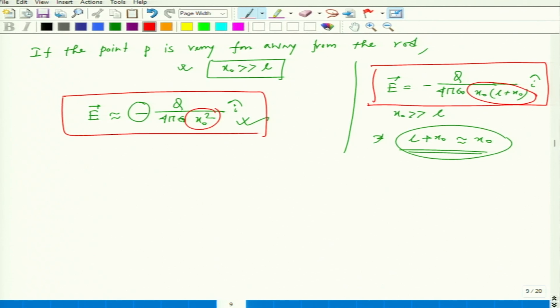Similarly, if we calculate the electric field on a perpendicular bisector, so not on the axis of the rod, but at a distance from the perpendicular of the rod, the electric field on the perpendicular bisector becomes interesting.